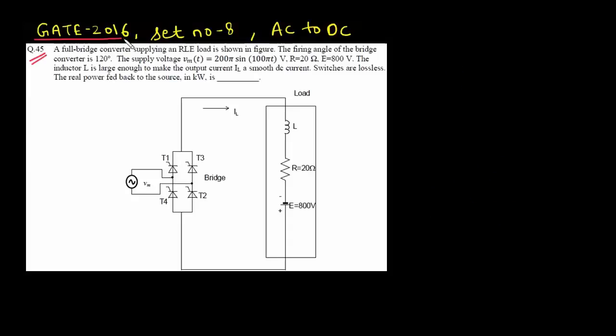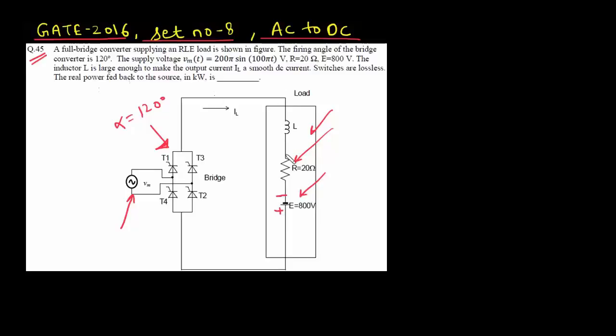This question came in GATE 2016, set number 8, and it is related to AC to DC conversion. We have a full bridge converter supplying an RLE load as shown in the figure. The firing angle of the bridge converter is 120 degrees. So the firing angle of this thyristor full bridge, alpha, is equal to 120 degree. The supply voltage Vs is 200 pi sine 100 pi t. R is 20 ohm. E is 800 volt with this polarity, minus plus.